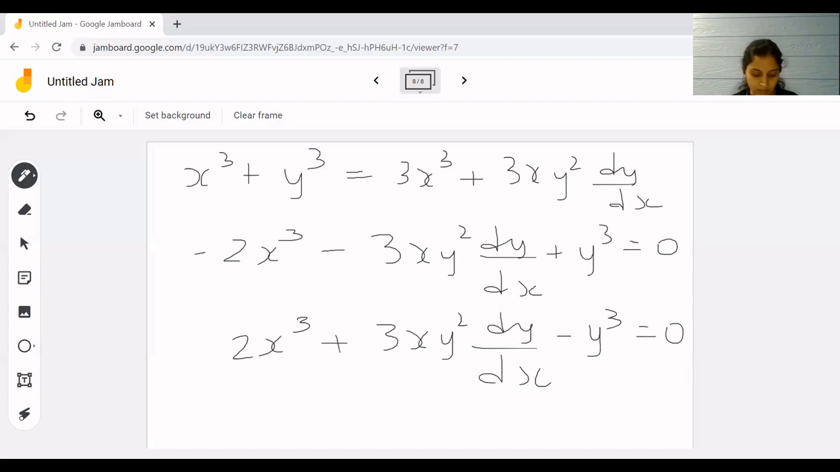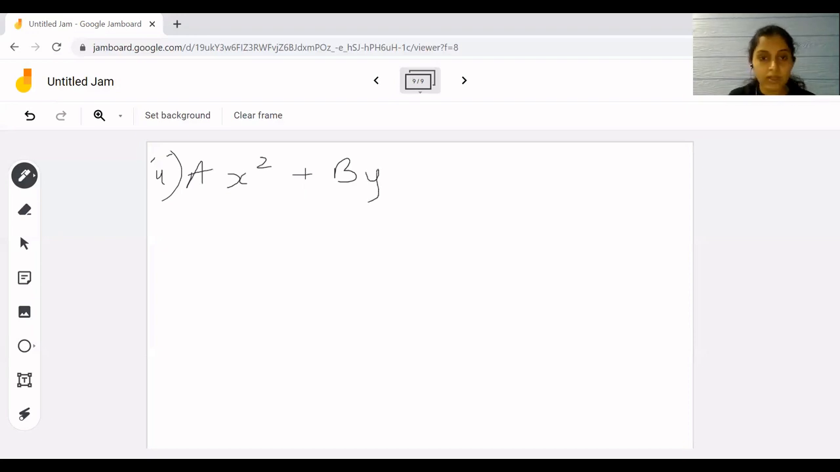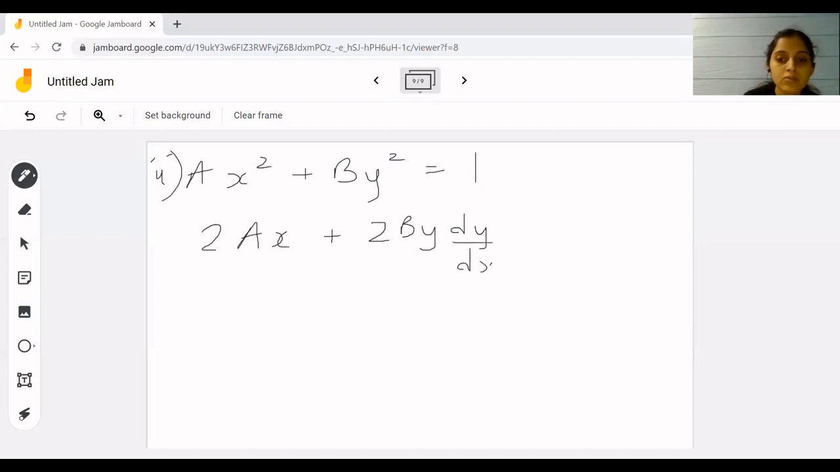Now I'm doing one sum with two variables, so ax square plus by square equal to 1. Just a general equation, it is second sum. So the second sum, ax square plus by square equal to 1. Differentiating both sides with respect to x. Let's begin. So this will be 2ax plus 2by dy by dx equal to 0. We call this equation 1, this equation 2.